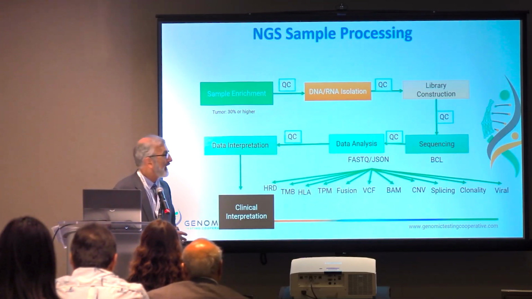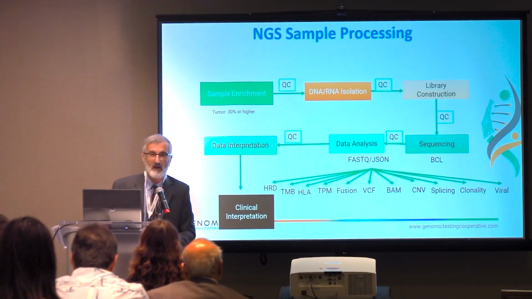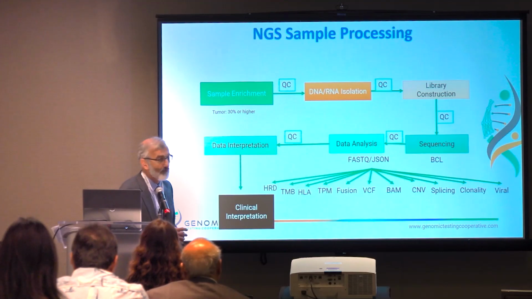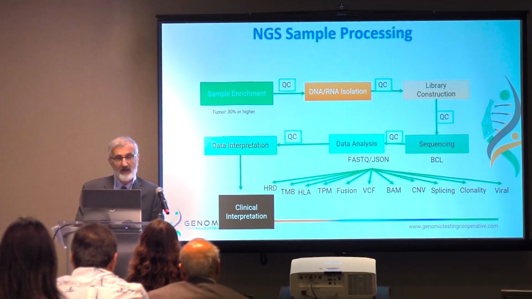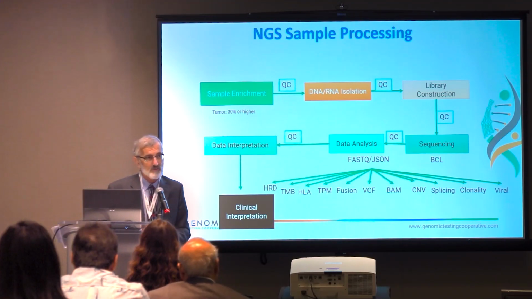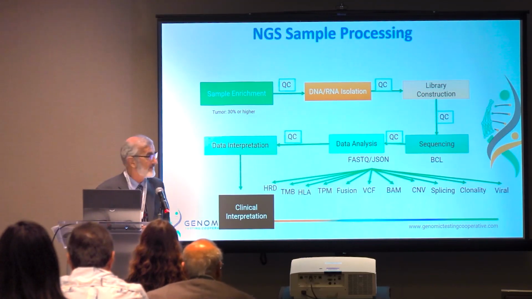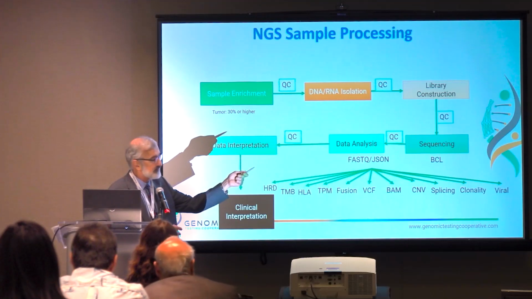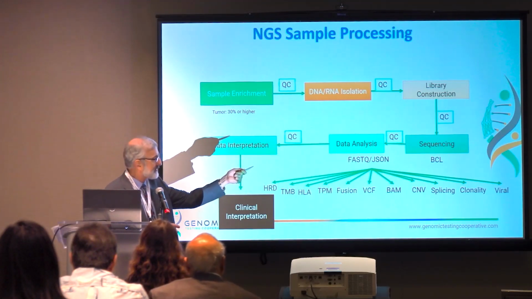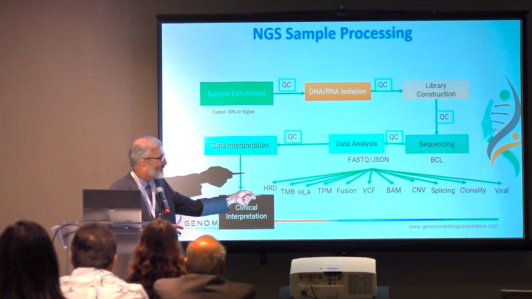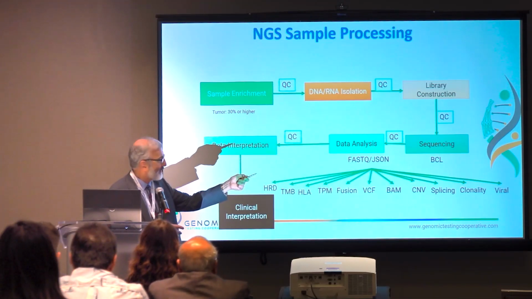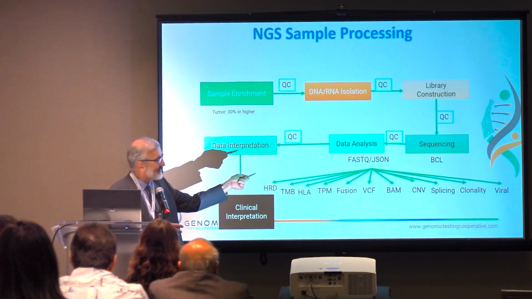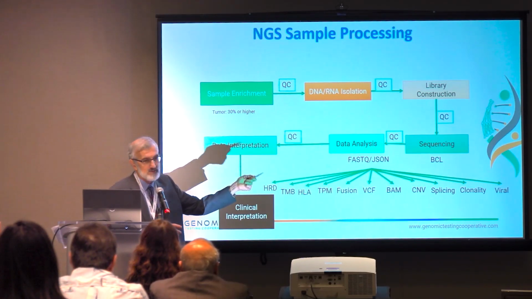DNA and RNA isolation, you want to really look at the quality of your DNA and RNA, and especially for the RNA, you want to make sure you have intact RNA. You don't have degraded or too much degraded RNA. Then you do your library construction QC. You have to run multiple QCs. You do the sequencing, generate the BCL file. Then the BCL file is converted into FASTQ and JSON file.